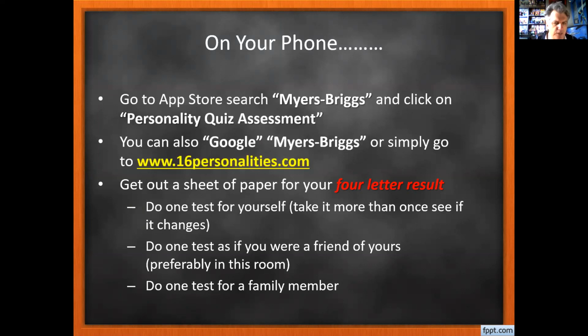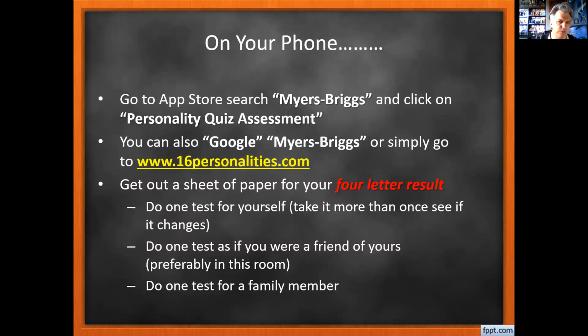Do one test for yourself, take it more than once, see if there's any changes, take it on another day, whatever the case may be. Do one of the tests as if it was for a friend of yours and see if your perception of your friend is the same as the perception your friend has of themselves. You do a test for a family member, however you want. So what you do right now is you go ahead and pause this video on this screen, go ahead and do the personality test. And then once you've completed the personality test and you've got your four letters, go ahead and continue. So at this moment, pause here, do your personality test.